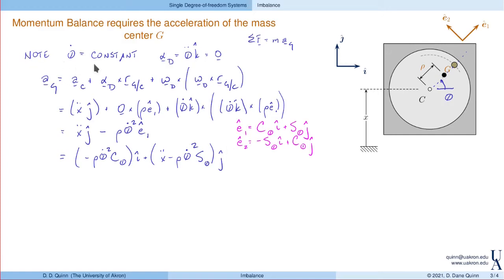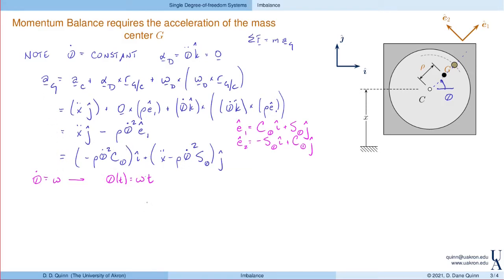Now again, making use of the fact that our angular speed is constant, and in fact we assume that it's known, theta dot is equal to omega. I can integrate this and solve for theta. Doing so, we get theta of t is just omega times t. Here I've assumed that theta is equal to 0 at t equals 0.